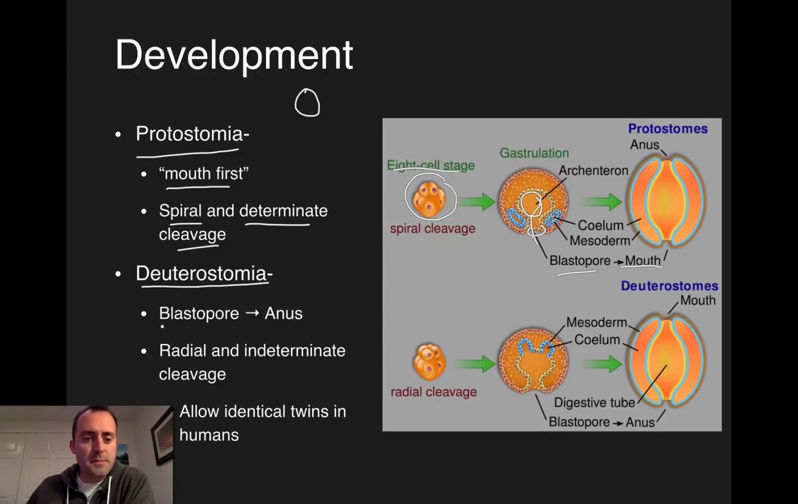In Deuterostomia, this blastopore, if you look down here, turns into the opposite end of our digestive tract, the anus. The mouth develops later. What's interesting about this type of development is that you get radial cleavage in that 8-cell stage, and that radial cleavage allows this cell mass, if it separates, to separate cleanly into two equal masses of cells, and this allows for identical twins. So the reason why humans can develop identical twins is because we're deuterostomes in the way we develop. Protostomes don't develop in that same way, and you can't have that identical twin characteristic.